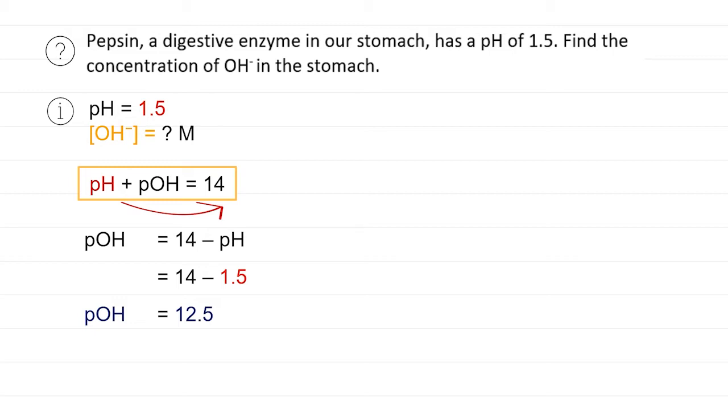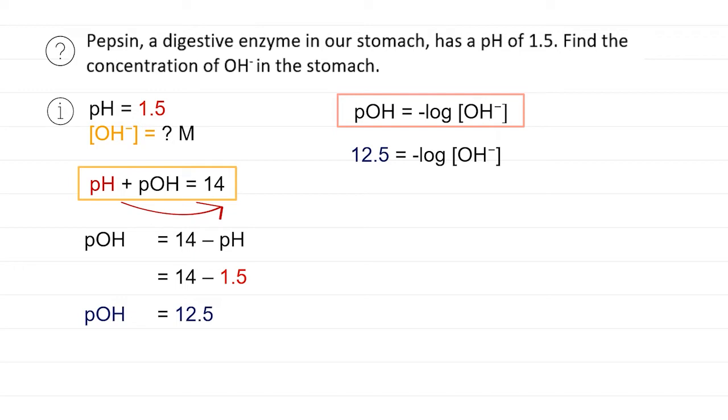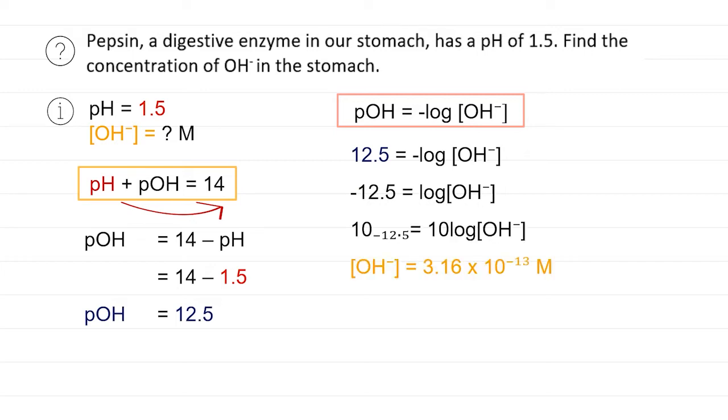And to find the concentration of OH, we can use this formula, which is pOH equals negative log concentration of OH. By substituting the value of pOH, which is 12.5, and taking the inverse log, we get the concentration of OH as 3.16 × 10^-13 molar.